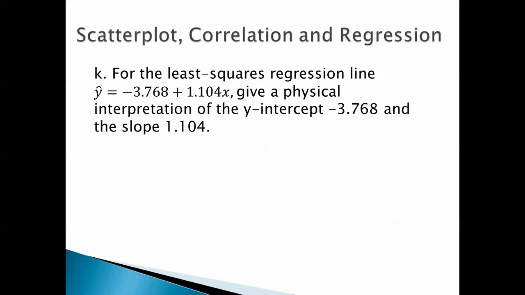Okay, for the least squares regression line, y hat equals negative 3.768 plus 1.104x. Give the physical interpretation of the y-intercept, negative 3.768, and the slope, 1.104.